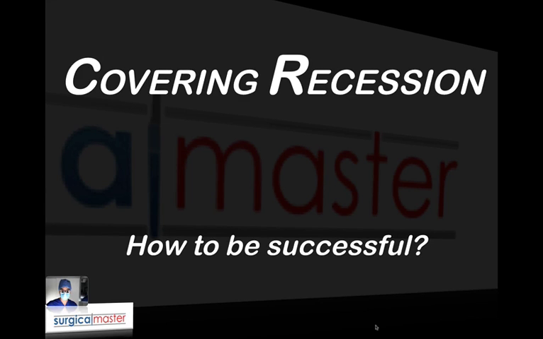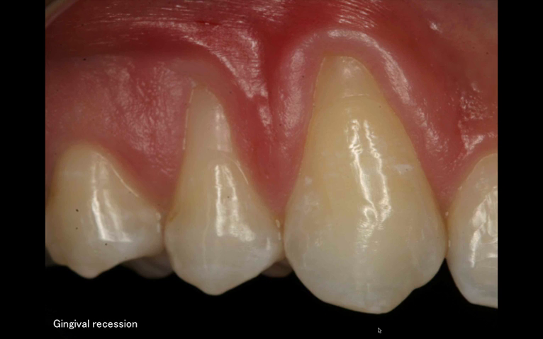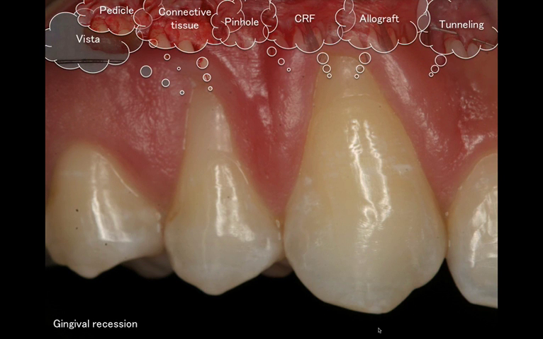And in this one, I'm going to give you a few tips on how to predict your success with root coverage procedures. So when you're seeing a patient with gingival recession, which is a very common problem among our patients, many doctors will immediately think about the type of treatment and the exact surgical procedure that they will use to treat the recession. And obviously we have many options. So don't do that. First of all, look into the different criteria that will predict your success with root coverage. And I'm going to show this in this video.